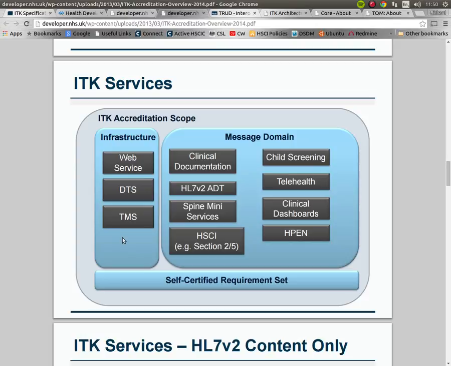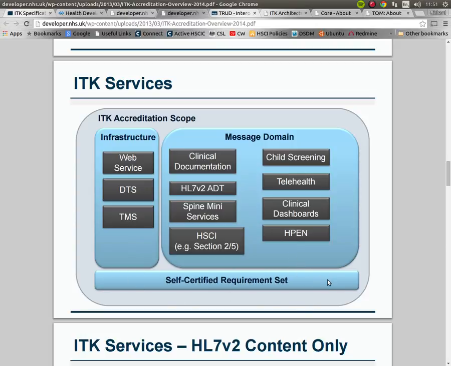So you've got your infrastructure as one part, then you've got your message domains, and in here we've got things like the clinical documentation, all focused around CDA, HSCI, section 2, section 5 definitions. Although not shown on here, we've also now got the e-discharge, so the transfer of care pack, which links into the NIB strategy, the NIB framework for action. So that's becoming very much a key focus of what we're doing now. And there's also what we term a set of self-certified requirements.